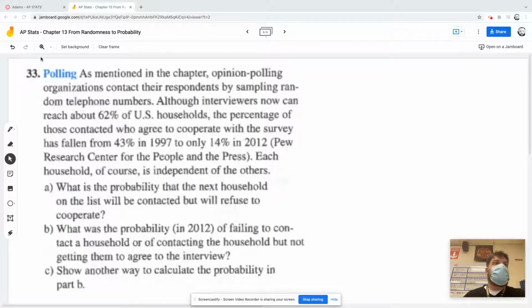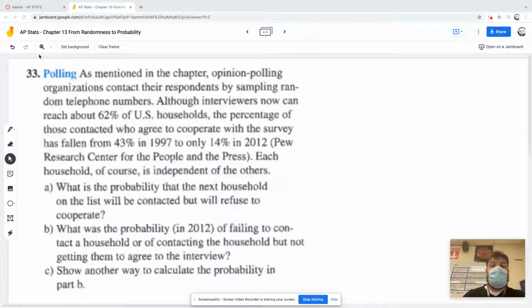All right, so for problem number 33, it says, as mentioned in the chapter, opinion polling organizations contact their respondents by sampling random phone numbers. Although interviewers now can reach about 68% of U.S. households, the percentage of those contacted who agree to cooperate with the survey has fallen from 43% in 1997 to only 14% in 2012, according to the Pew Research Center for the People and the Press.